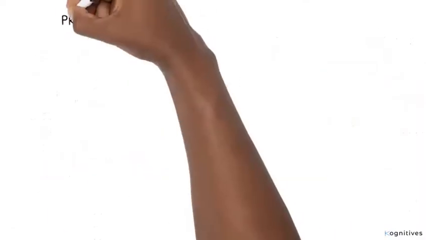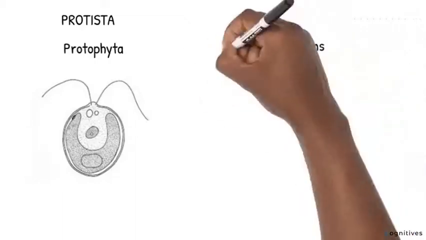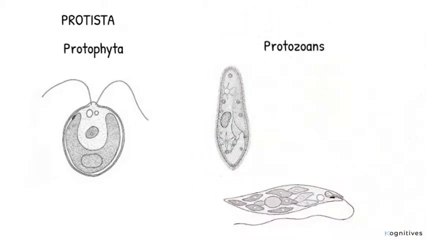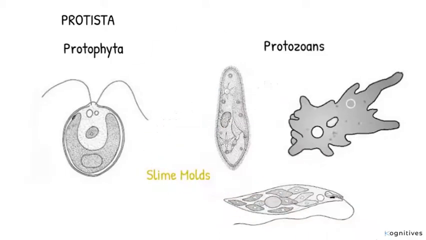Another kingdom is kingdom Protista. Kingdom Protista comprises unicellular or multicellular protists that may be grouped into plant-like protists, also called protophyta, such as the Chlamydomonas and diatoms, or animal-like protists, also called protozoans, such as the Paramecium, the Euglena, and the unicellular protist called the amoeba. Fungus-like protists also exist, and these include slime molds, Myxomycota, and the Oomycota.